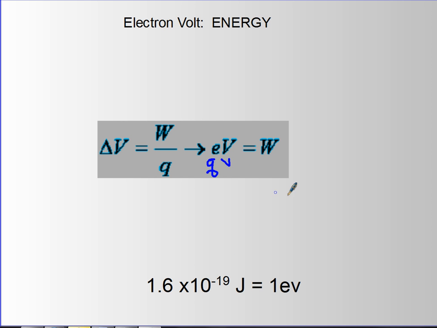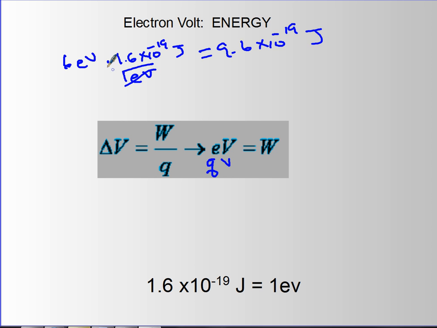So a lot of times our energy will be given to you in joules or EVs. To go from EVs to joules, say I have 6 EVs, how would I convert this to joules? Well, I'll just line this up. I'll put 1 EV in the denominator and 1.6 times 10 to the negative 19 joules in the numerator. So 6 times 1.6 times 10 to the negative 19 is 9.6 times 10 to the negative 19 joules. All right, the EVs cancel.